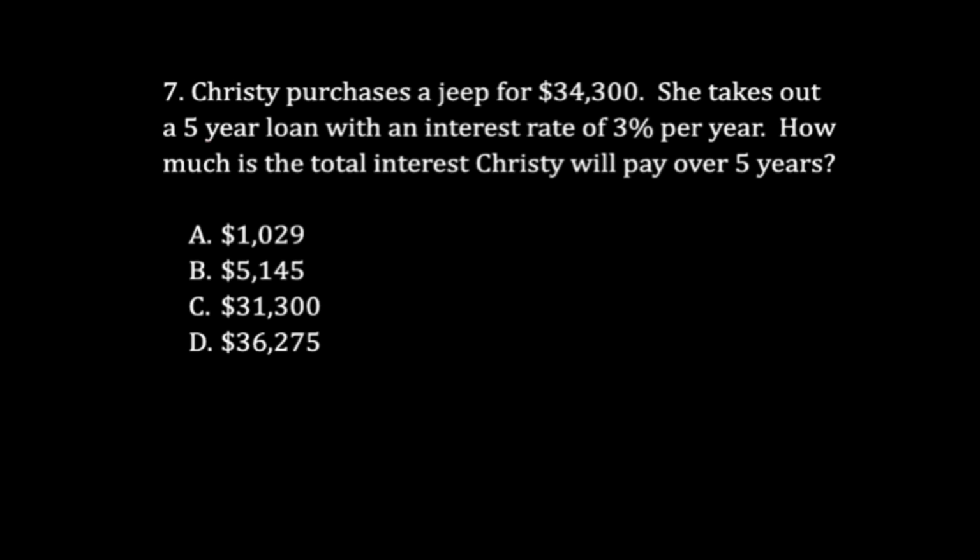Okay, so here it says Christy purchases a Jeep for $34,300. She takes out a 5-year loan with an interest rate of 3% per year. How much is the total interest Christy will pay over 5 years? Okay, so here we have an interest problem. So this is the formula that you'll use. Interest equals principal times the rate times the time. Okay, and so you're going to fill in the values with what you have here listed in the problem.